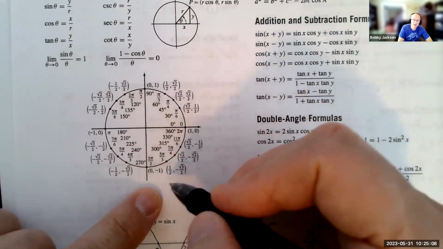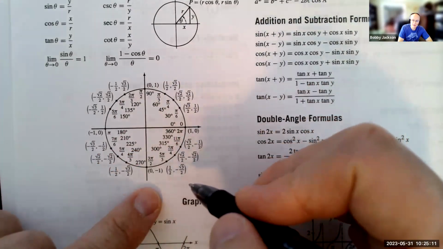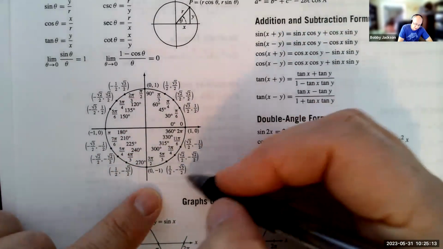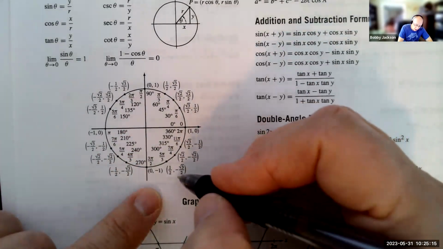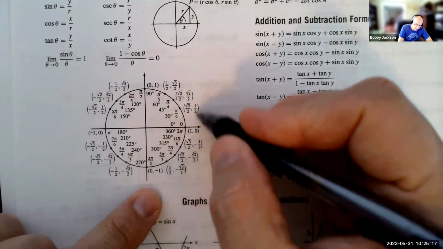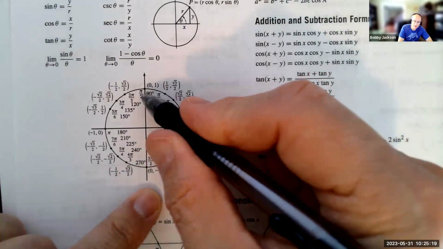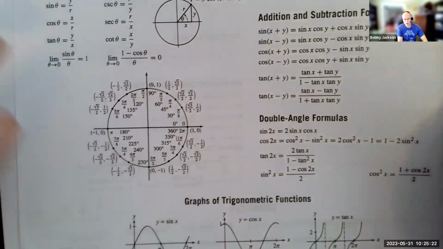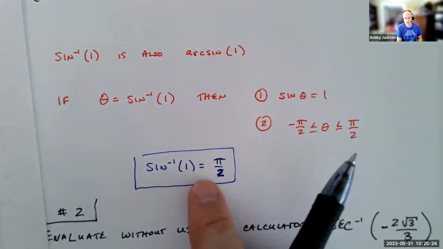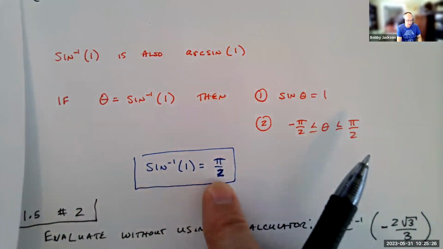Okay, so where is the sine going to be equal to 1? Well, remember, the sine is the y coordinate, and where is it equal to 1? Well, right here at pi/2. And so the angle we're looking for is indeed pi/2. So sine inverse of 1 is pi/2.